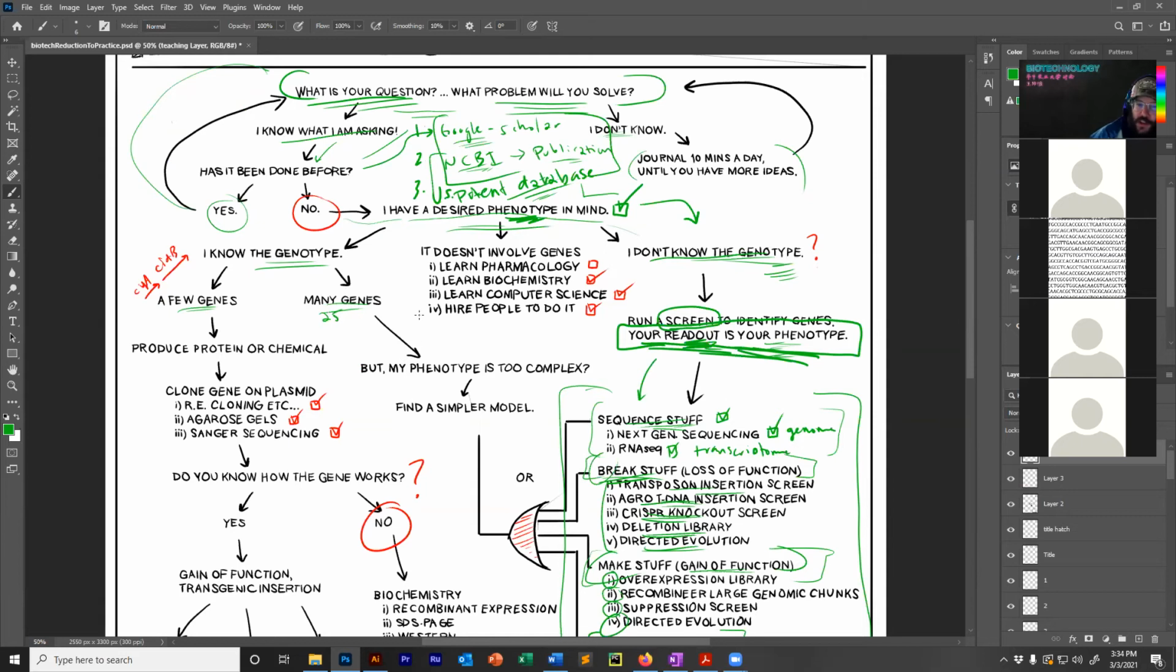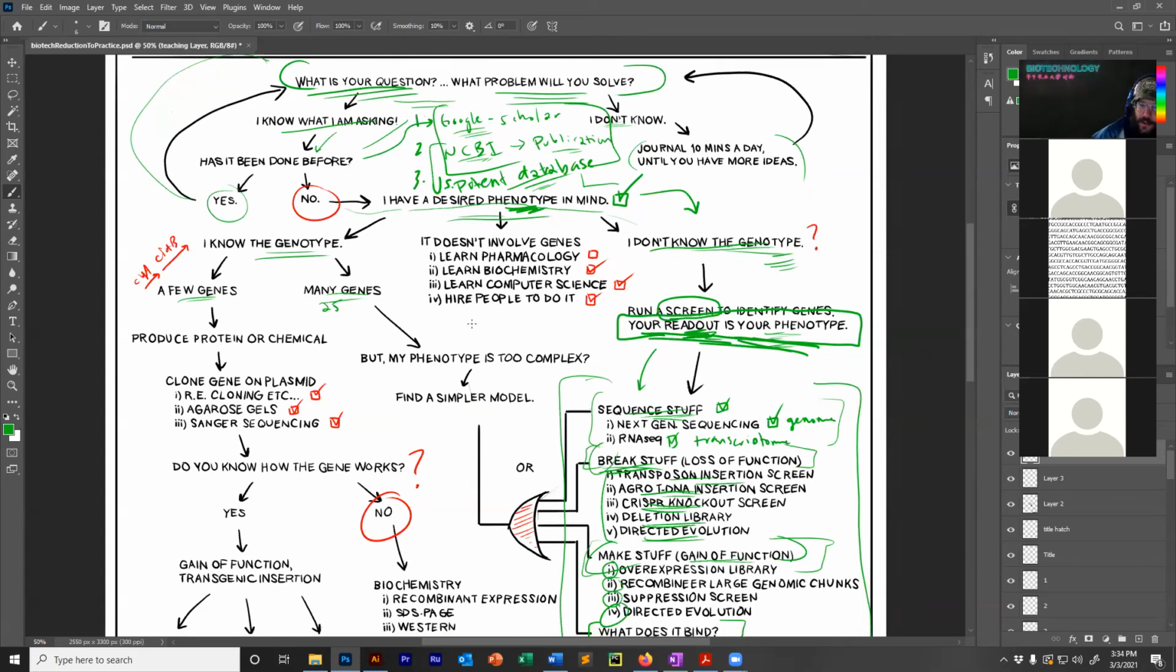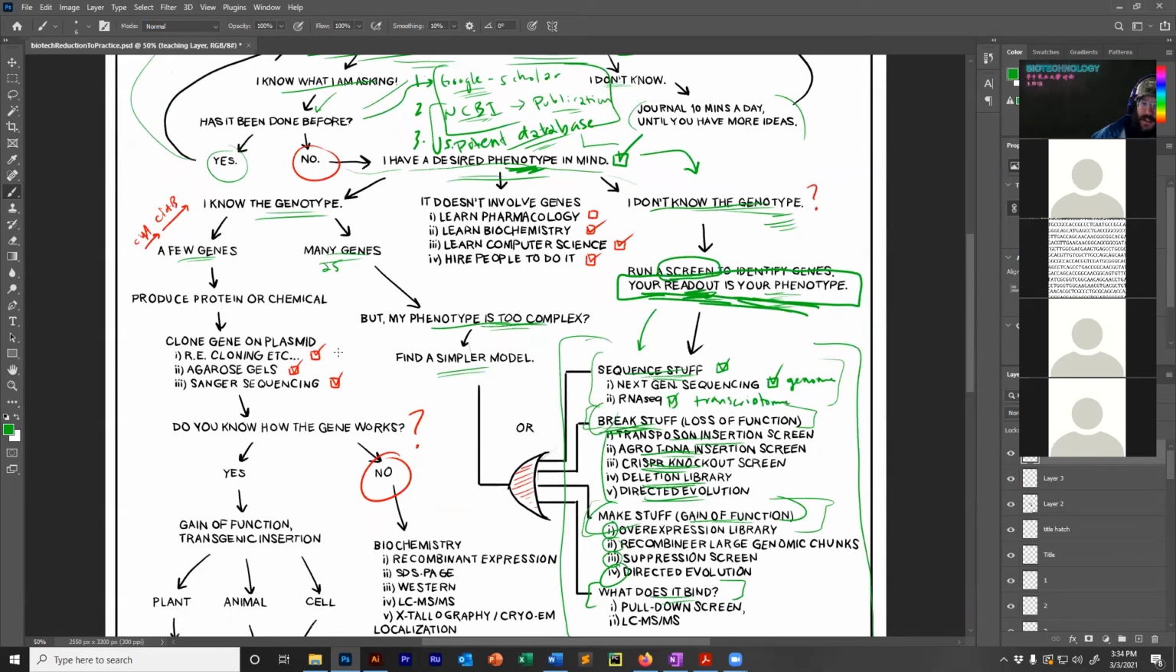If it's too many, the phenotype is going to be simply too complex. You're going to have to find a simpler model, or you're going to have to somehow reduce the complexity by working through this list. There's only so much you can do, unless you're really good. If you're really good, there's ways to think through it. What is too many? Yeah, like that.